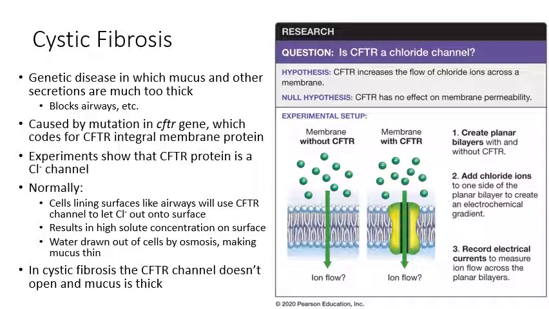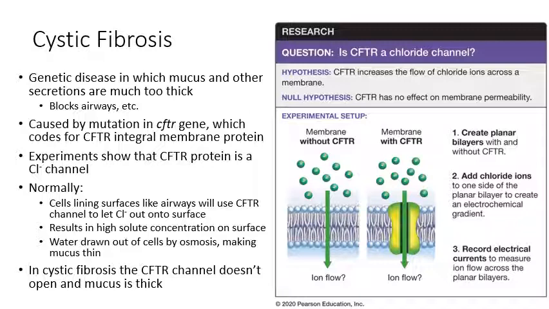So the actual mutation that causes cystic fibrosis has been identified, and it's a mutation in this gene that's called the CFTR gene. The CFTR gene has the instructions to build the CFTR protein, which is an integral membrane protein, and it's actually an ion channel for chloride. So, the way that it functions is it allows chloride ions to cross the membrane.